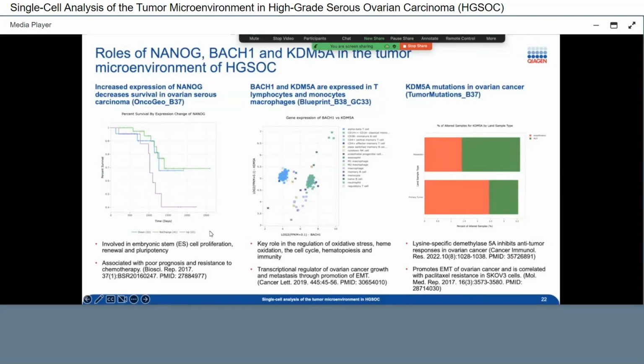All of these data are tied to high-grade serous ovarian carcinoma. So NANOG becomes a marker. If you have a high expression of NANOG, you have a decreased survival. That marker is involved in embryonic stem cell proliferation, renewal, and pluripotency. So no surprise that it's associated with a poor prognosis and resistance to chemotherapy. So that's one piece of information that, if you didn't know, you find very easily.